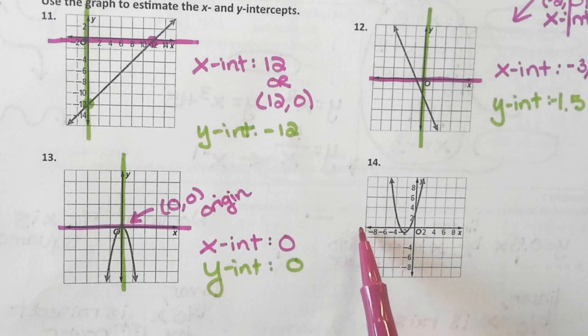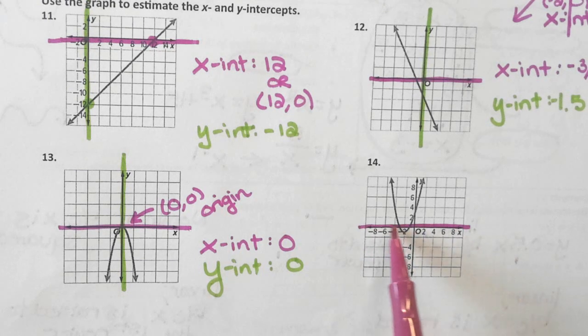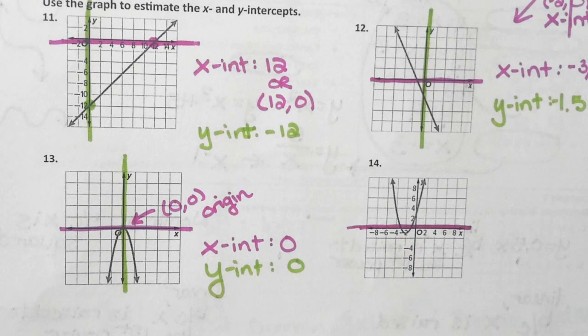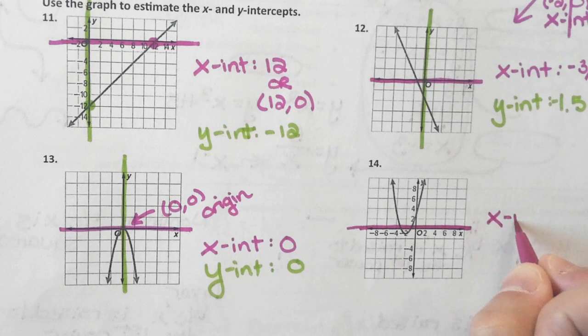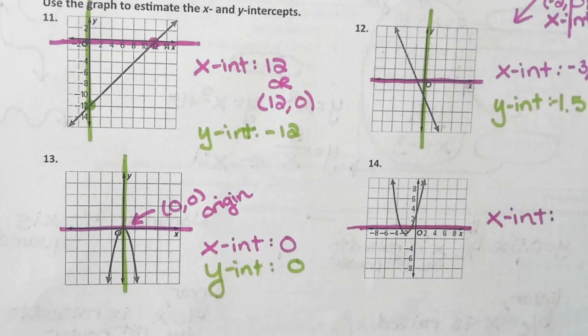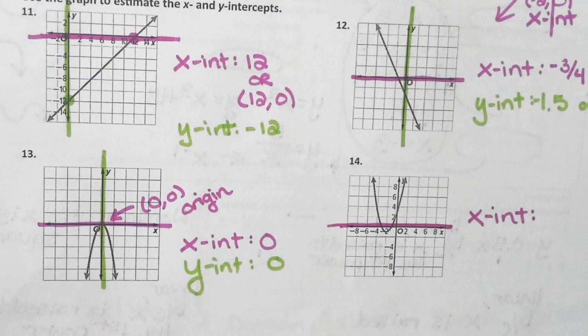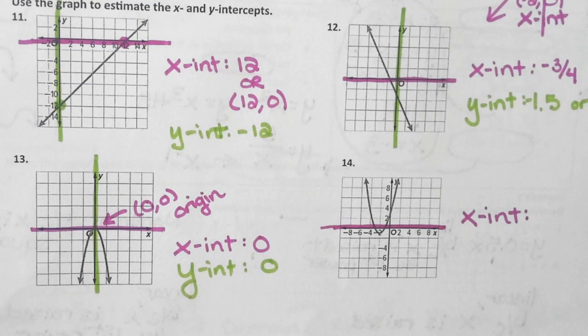X-intercepts. This one has more than one. That can happen. It can also happen that there are no x-intercepts or no y-intercepts. So we can come across different situations out there. Alright, x-intercepts. There are 2. What would you say they are approximately?